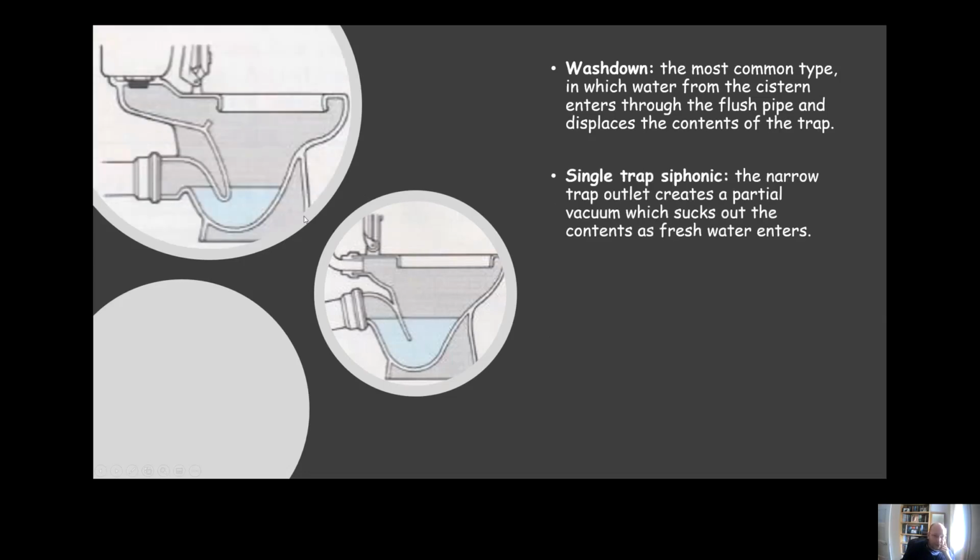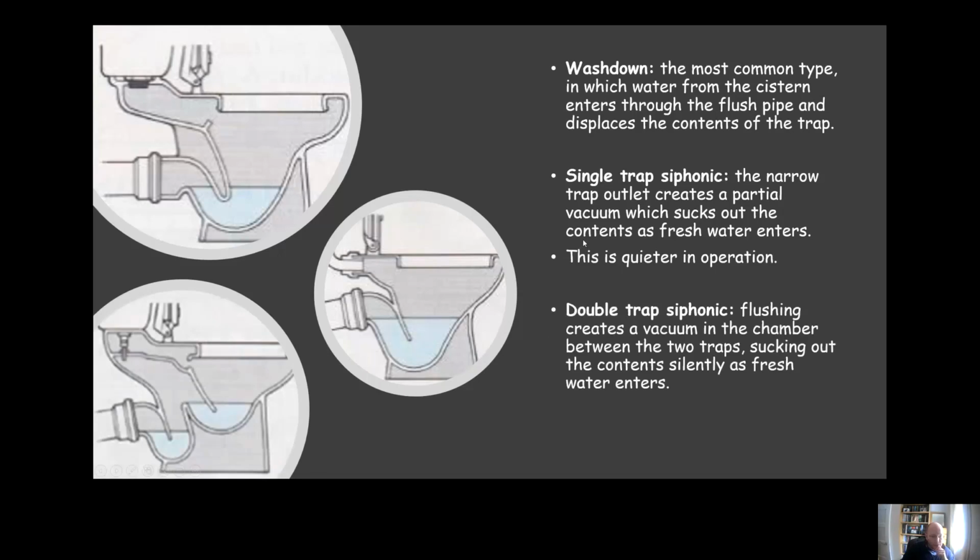A single trap siphonic has a sort of thinner connection at the back, and essentially the water would fill up, and then when the water starts to overflow, it would pull the contents of the pan and the majority of the rest of the water through and into the drains through siphonic action. It's quieter than a wash down pan. A double trap siphonic essentially does the same thing, but it has two traps.